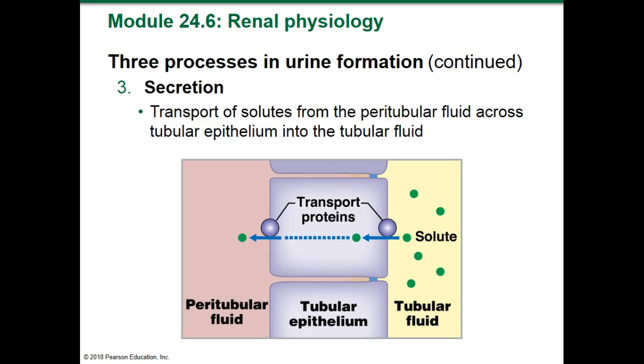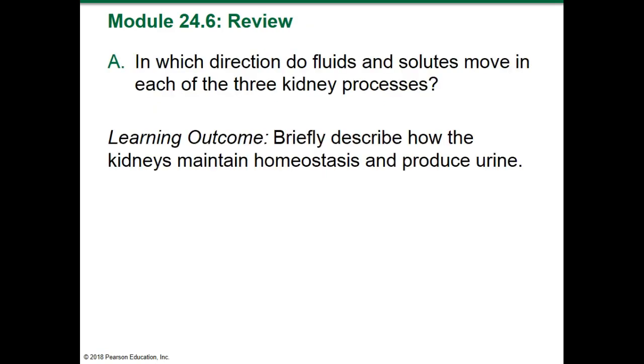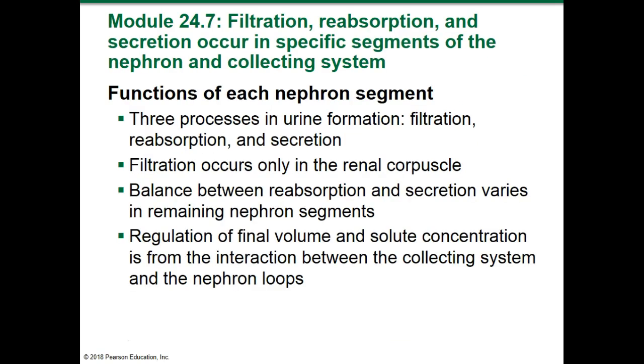And then you have secretion occurring as well, as we already said. You're actually going to transport some solutes from the peritubular fluid, which are around the tubes, into the tubules. So we've got stuff coming into the tubules and going out of the tubules. Those are the 3 basic processes occurring in that entire nephron, all along it. Okay, so let's talk about each segment separately.